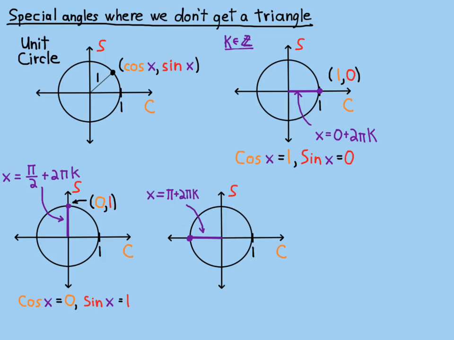Okay, so now if your terminal side is on the negative x-axis, then the coordinates on the unit circle would be (-1, 0), right? And so cosine of x is -1 and sine x is 0.